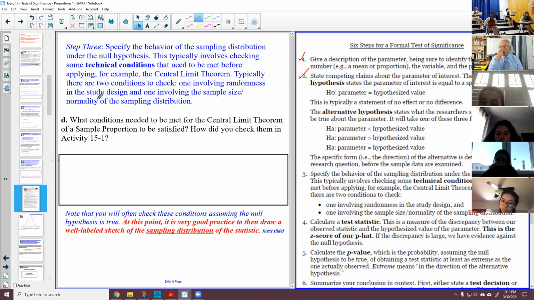Okay, so there's a couple things we need to do for this. First, we need to check to see, can we use the central limit theorem? Okay, so there's 2 conditions we have to satisfy as to whether we can use the central limit theorem. Alexi, can you tell me one of those 2 conditions?